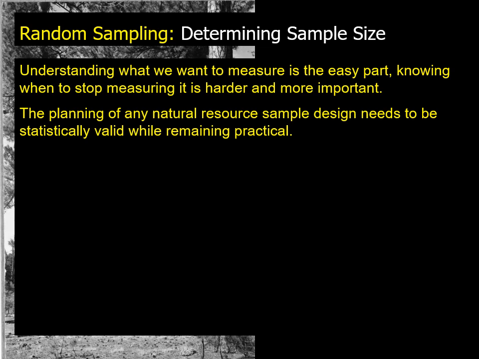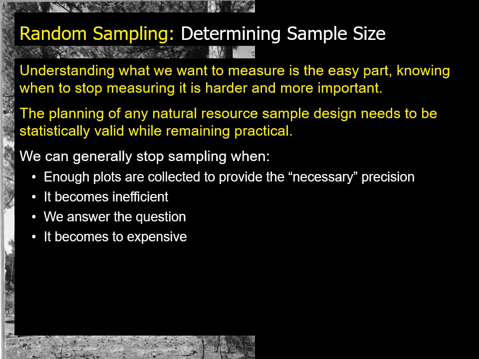When it comes down to actually designing a sample, our management objectives should tell us what we want to measure. However, knowing when to stop measuring is much harder and more important to determine. All of the sampling we conduct in natural resources needs to be statistically viable while remaining practical.